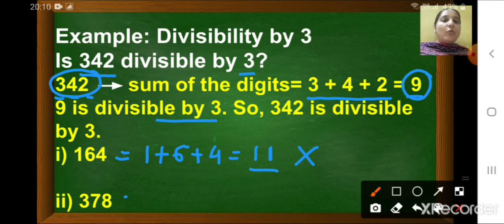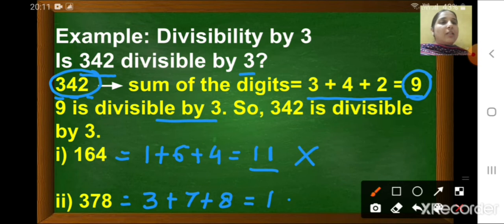378. Now you also do it in your notebook and you just tell me. Okay. So what will we do? We will add the digits. So 3 plus 7 is 10. 10 plus 8, 18. So is 18 divisible by 3? Yes, 3 sixes are 18. So it shows that this number is also divisible by 3. Okay. So number 378 is divisible by 3.